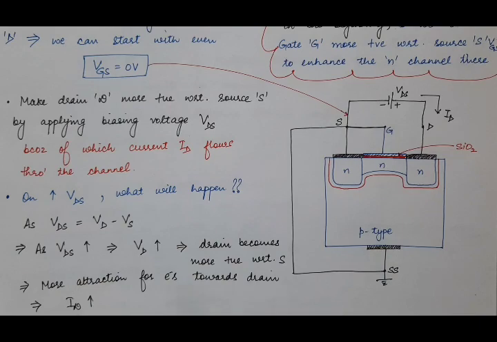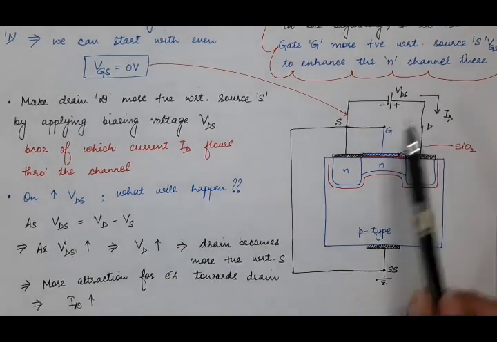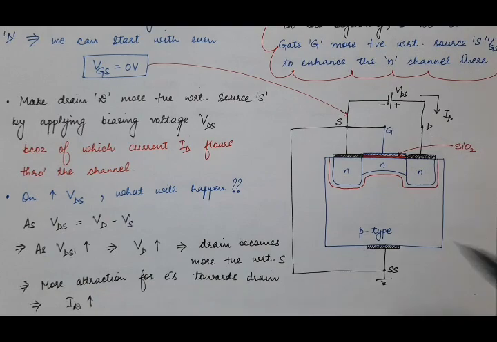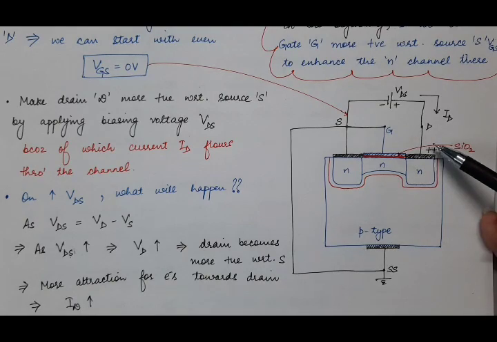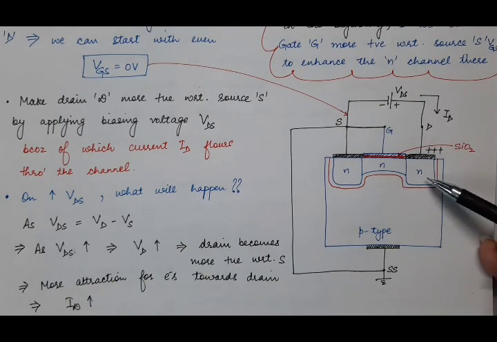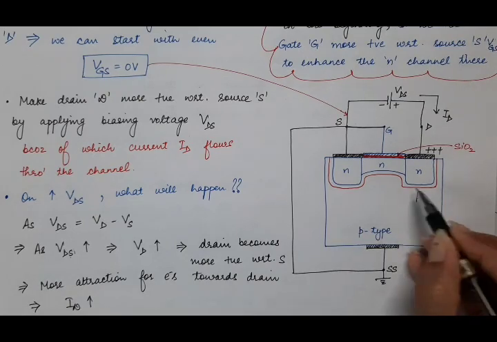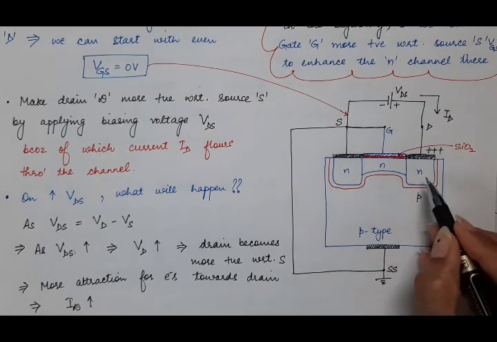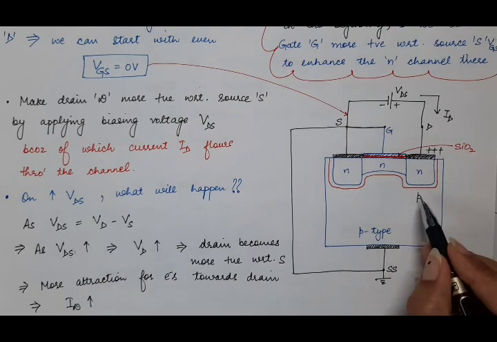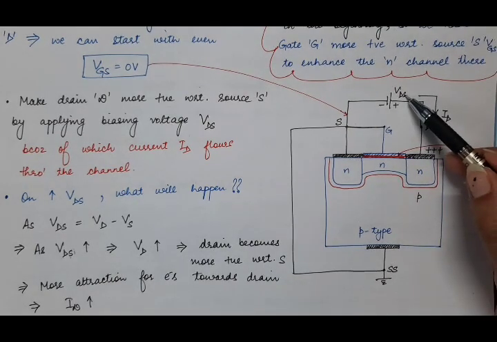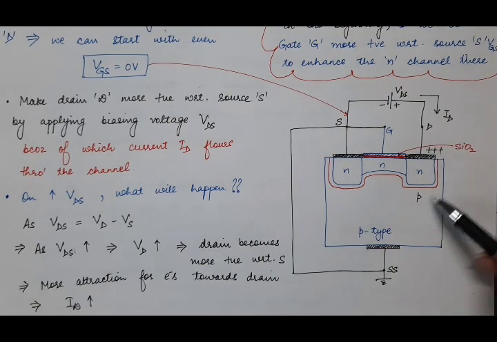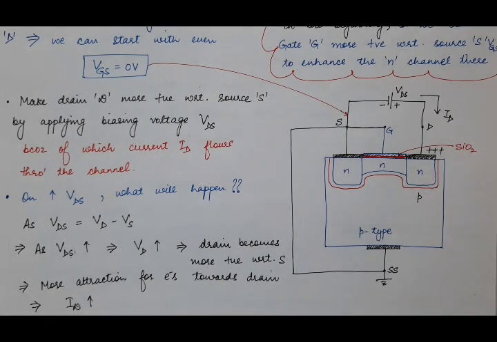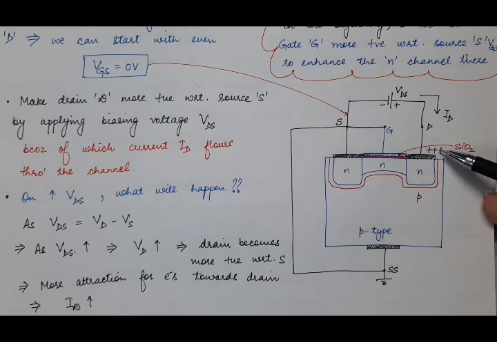What happens when you keep on increasing this VDS? It means this drain terminal is becoming more and more positive. And this drain is connected to the N channel. Here we have the P-type substrate, this is the depletion layer, and this is the N-type drain. So here we have a PN junction. When we increase VDS, it will increase the positive potential at the drain. It means it will make this PN junction more and more reverse biased.